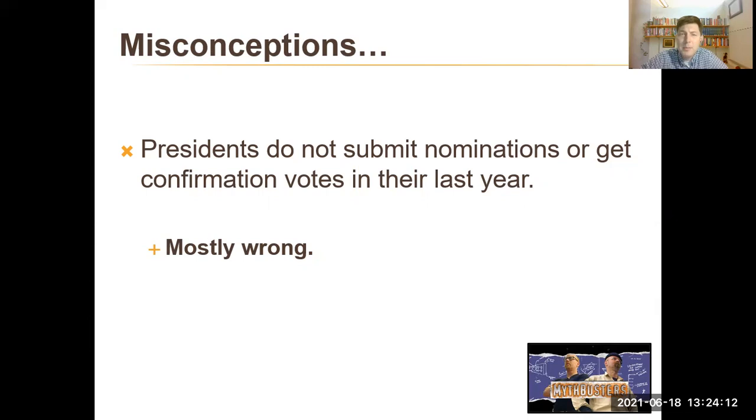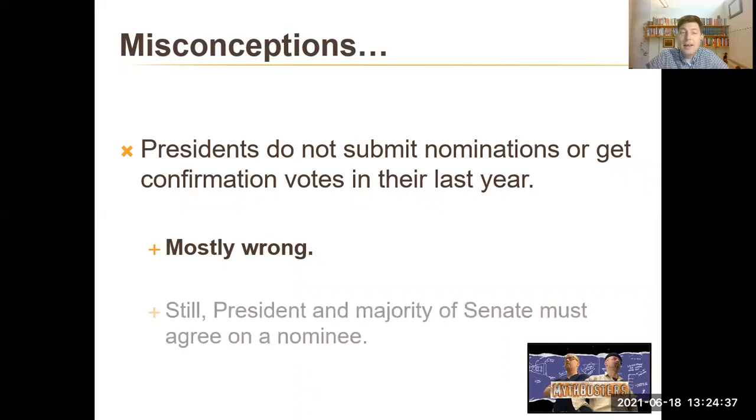The majority leader at the time, Mitch McConnell, argued that the American people will make their decisions during the election in November of 2016, and that will signal the kind of justice that they want on the court. Historically, however, most of the time presidents have submitted nominations and have received confirmation votes during their last years in office. However, it's still the case that the president and a majority of the Senate, 51 members, have to agree. And so if there's not an agreement there, then there will not be a confirmation.